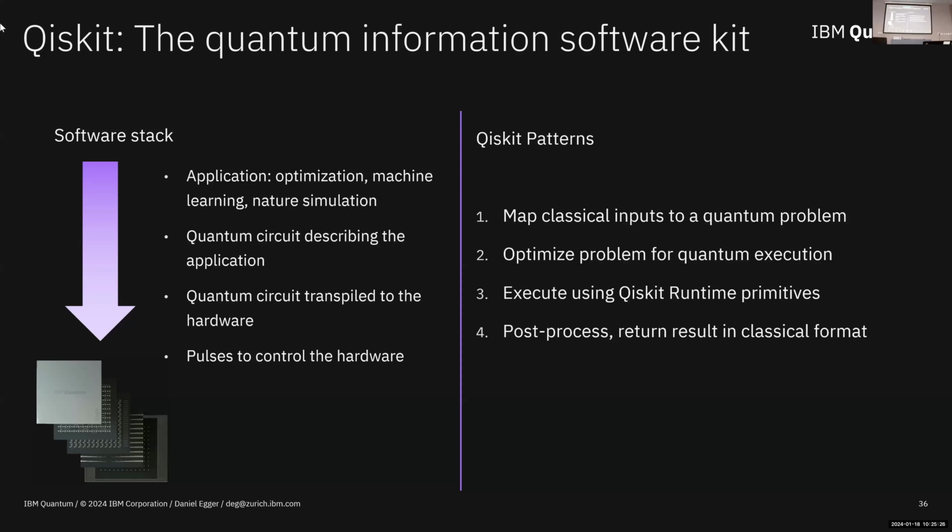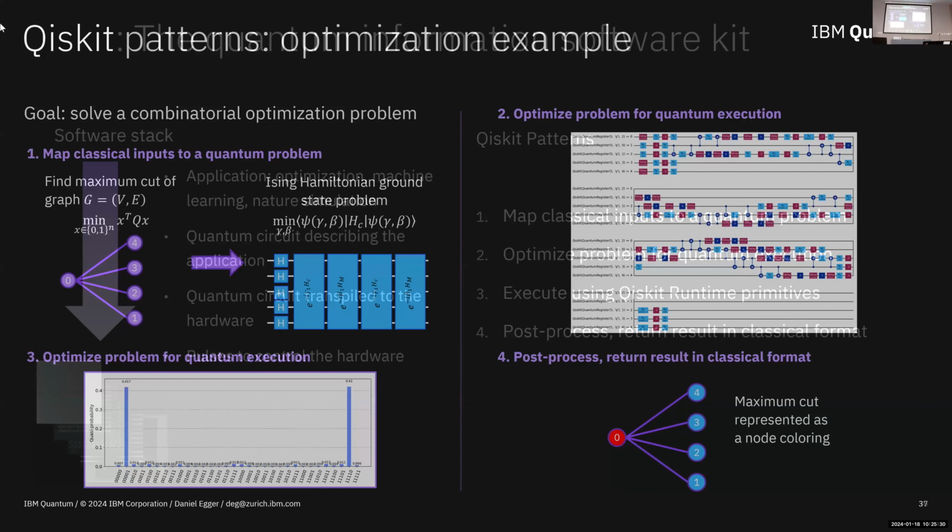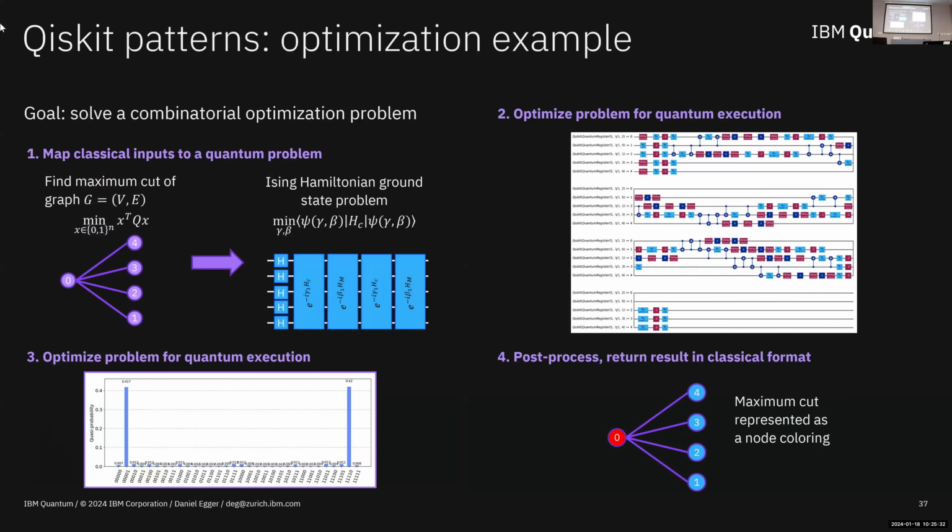So then going through this fairly quickly, when you look at combinatorial optimization, you have a translation of your classical problem to the circuit. We transpile this and optimize it for the hardware. We run it to get out the different bit strings, and then we translate these bit strings back into a solution of the classical problem.